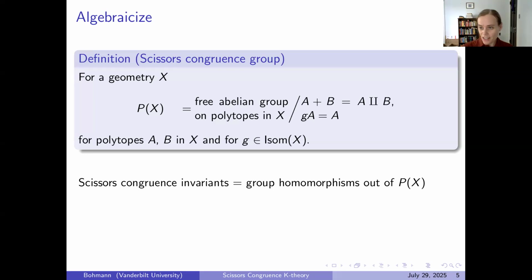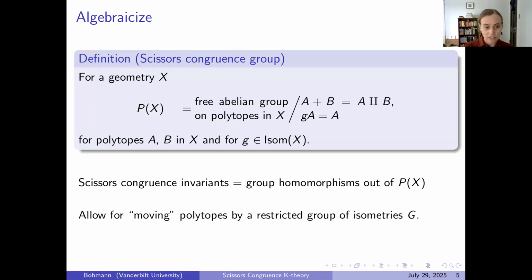In fact, we'd like to be a little more general. So in this definition that I've given, we're moving the polytopes by all of the isometries in my isometry group of X. We'd actually like to allow for restricted cases where instead of saying all isometries are allowed, I'm going to restrict to a certain type of isometry. For example, I might want to say I'm only going to be allowed to translate and I'm not going to be allowed to rotate or do any reflections or anything like that. And so that will allow me to move my polytopes by some restricted group of isometries.